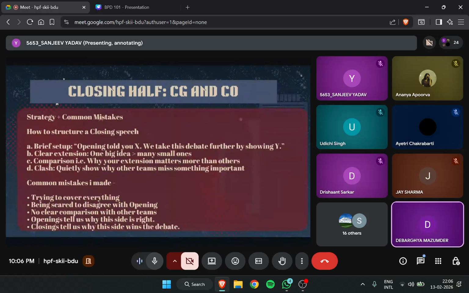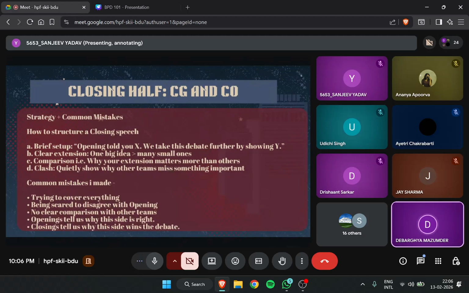I hope the examples are clear to everyone, right? Common mistakes which I made in multiple BP comps is that I tried to cover everything. I pushed one-liners as my extensions. I never went ahead and decided to mechanize or prove this impact layer. I was also scared to disagree with the opening because I felt whatever they said is so logically correct. I can't rebut them, I can't prove them wrong, right? In my time, I gave no comparison. So I hope everybody's clear with the closing half.